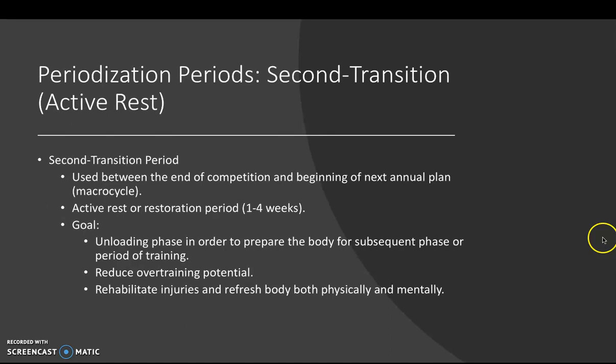Now looking at our second transition, this is the active rest. This is when the season has come to a close, so it's between that competition and the beginning of the next annual plan, or that macro cycle that we talked about at the beginning. During this time, you're going to want to have some active rest or restoration. It's going to last about 1 to 4 weeks. Your goal here is an unloading phase in order to prepare that body for subsequent phases or periods of training.